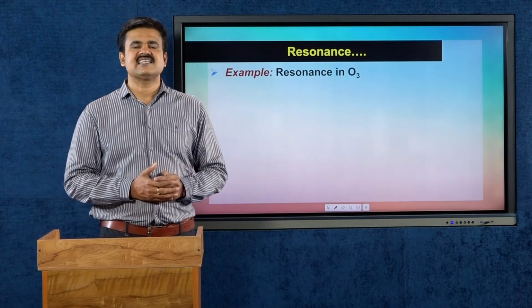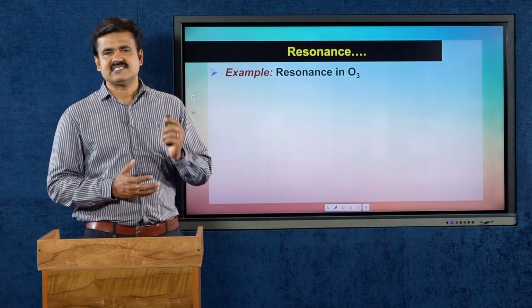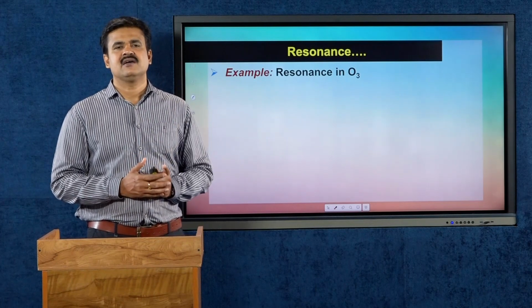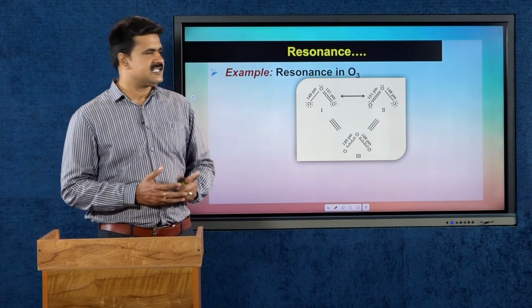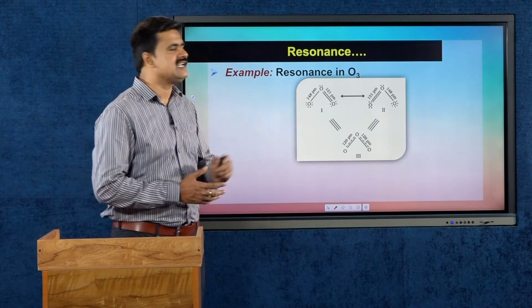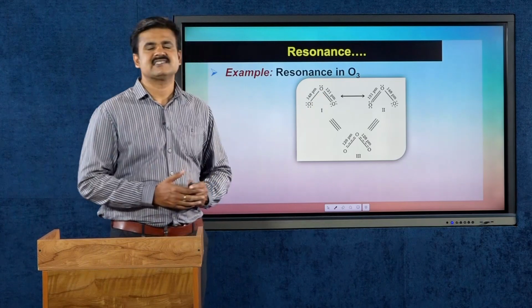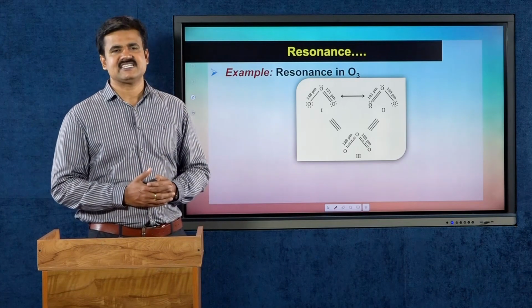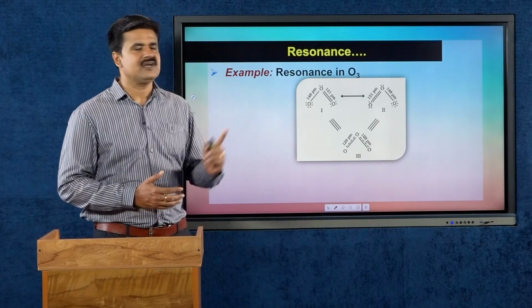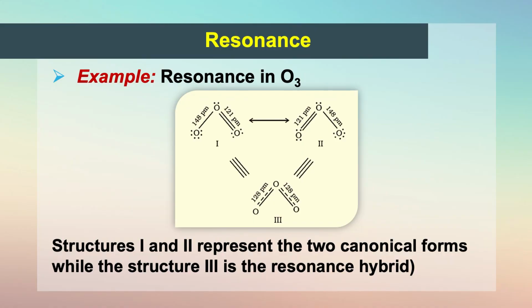Now we are discussing resonance with an example, that is, we are showing the resonance in the ozone molecule. The ozone molecule is a triatomic molecule. The two important resonating structures of ozone are shown in the first row. In the first structure, on the left hand side there is a single bond, and on the right part there is a double bond. Conversely, in the next resonating structure, the first part is a double bond and the second part is a single bond. So the first and second are two resonating or canonical structures of the ozone molecule.